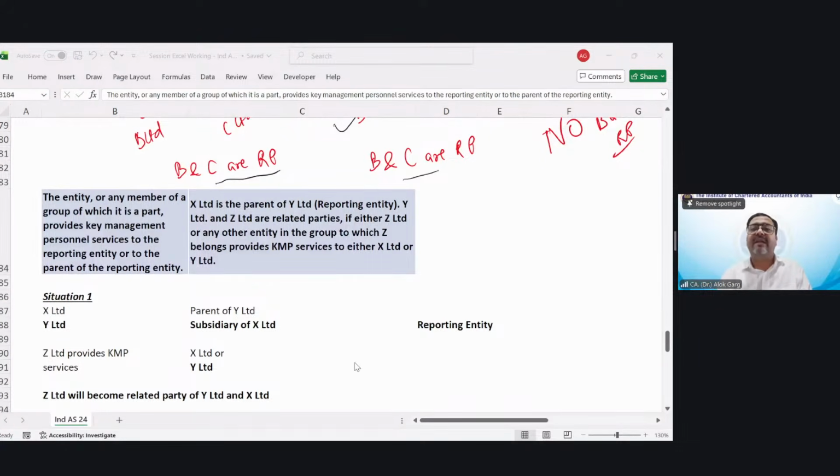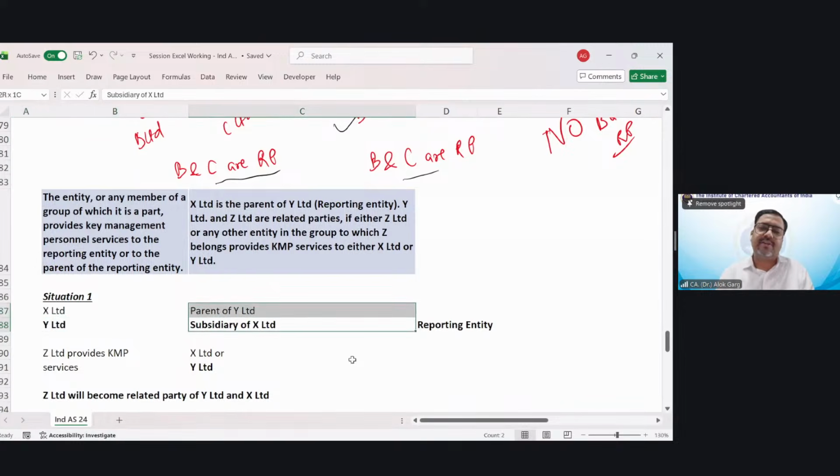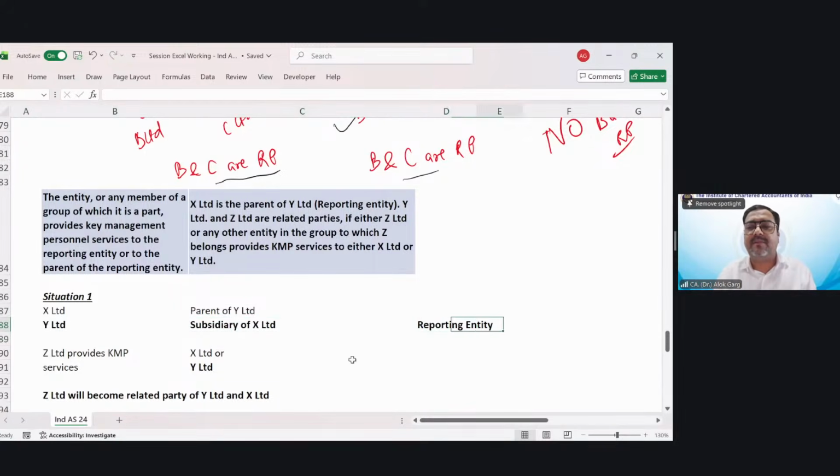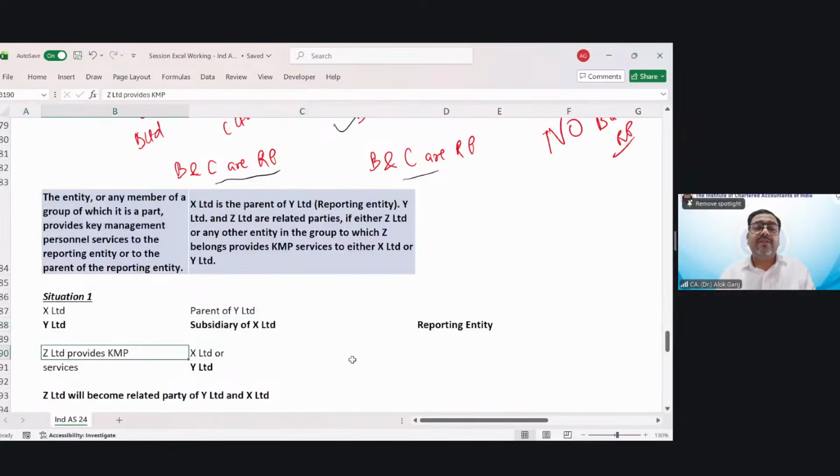Let's understand with the help of an example, then we will read this relationship again. Situation number 1: X Limited and Y Limited. X Limited is a parent of Y Limited, and Y Limited is a subsidiary of X Limited. Y Limited is the reporting entity in this case. Z Limited provides KMP services.